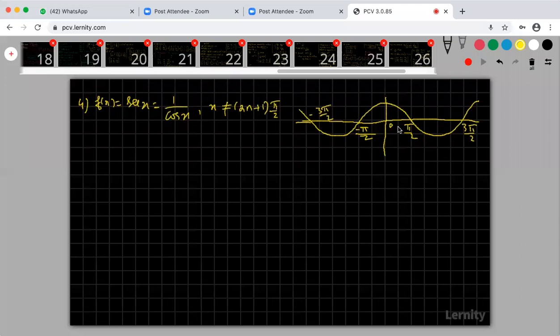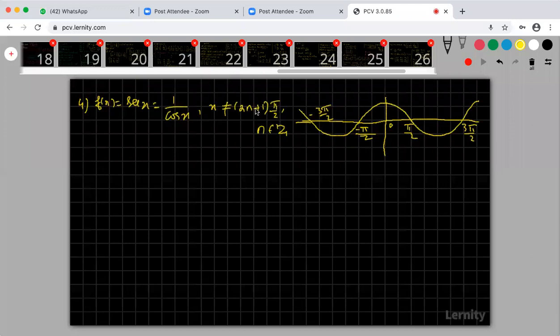So if x is equal to pi by 2, or 3 pi by 2, or minus pi by 2, or minus 3 pi by 2, that means odd multiples of pi by 2, where n belongs to Z. If n is equal to 1, this is 1 into 2, 2 plus 1, that is 3 pi by 2.